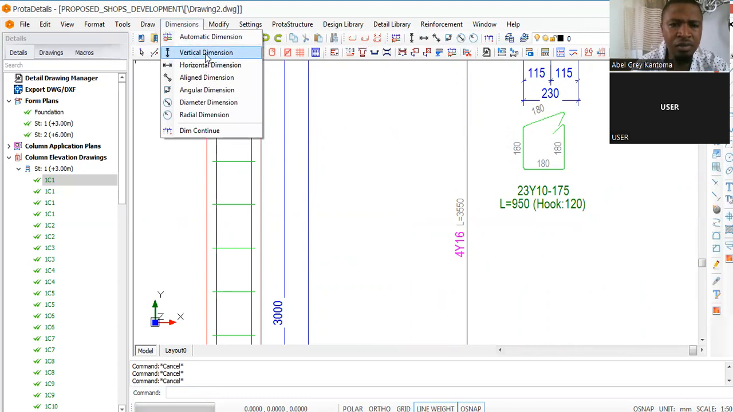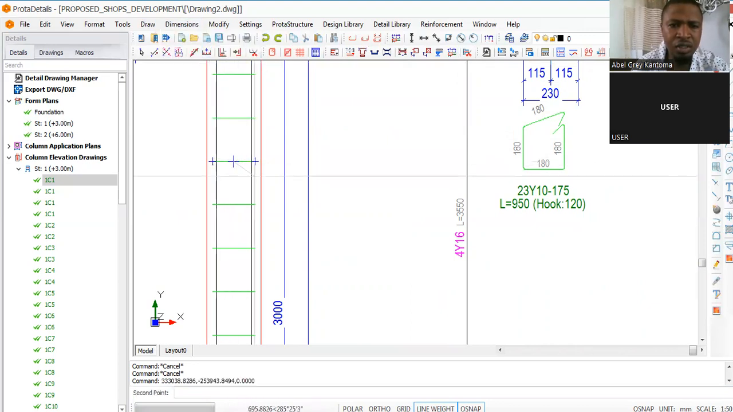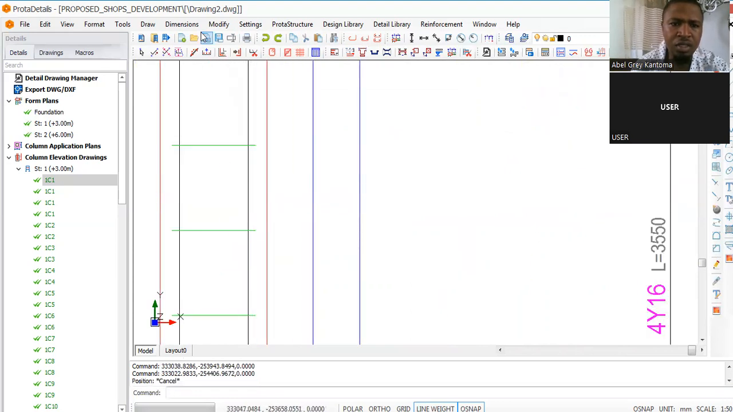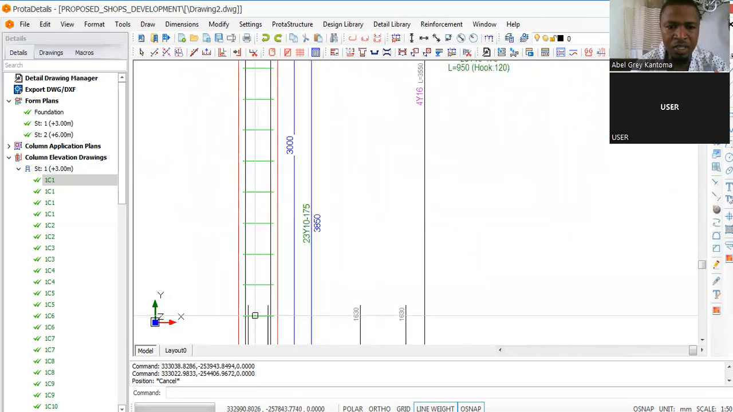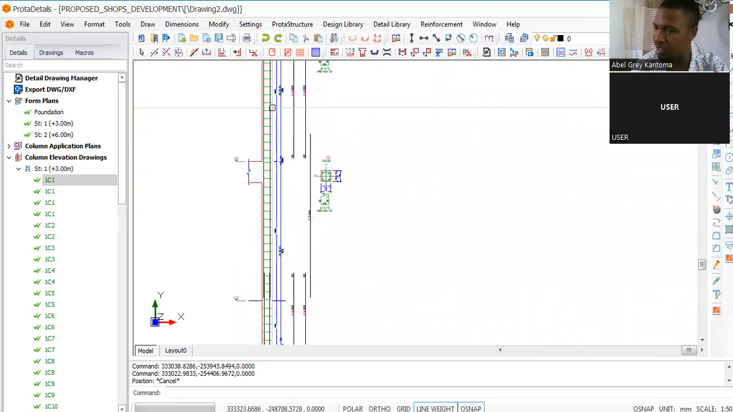Dimension, vertical dimension, here. Okay, this is not drawn to scale. But if it is drawn to scale, we are going to see 175. So the span from this link to this link is 175. From this link to this link is another 175, like that continuously.